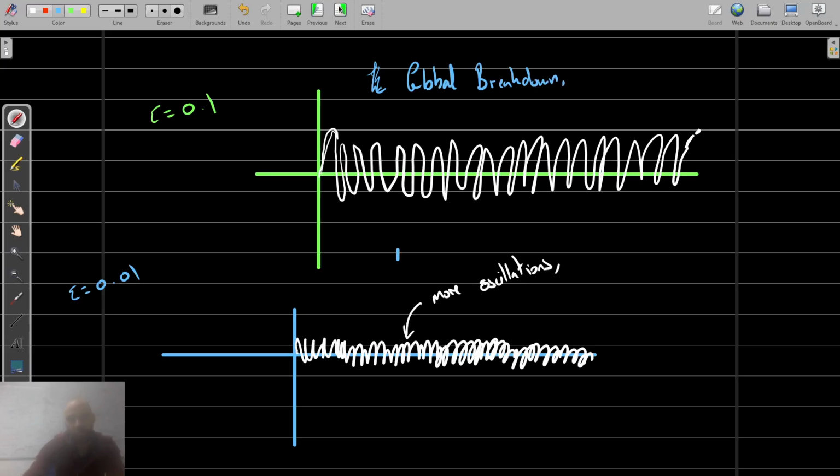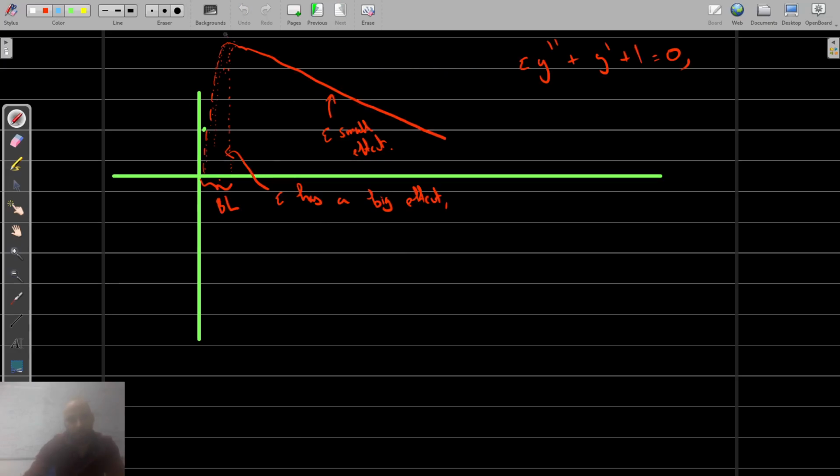Okay. And in this instance, because it's only a small bit near zero that it's breaking down, we call this a local breakdown. So really, to get a feel for why the problem is failing, boundary layer theory cannot handle rapid oscillations.